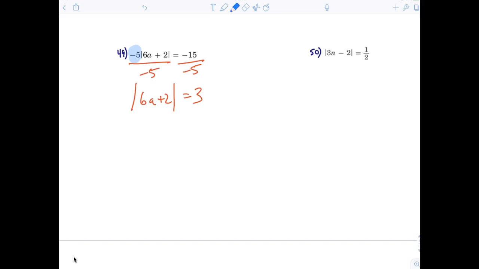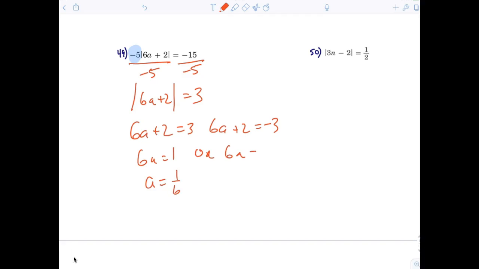That's why I'm saying it's important to understand that, because it looks like there's no solution. But the first thing you have to do is divide by negative 5, which then changes the absolute value equal to 3. So now I have 6a plus 2 equals 3, 6a plus 2 equals negative 3, 6a equals 1. So a is 1/6, or 6a is negative 5. So a could be negative 5/6. There you have it. All right. How'd you get the 6?